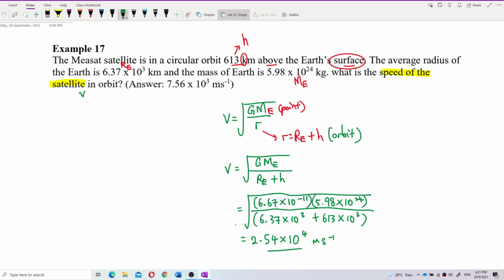Okay, let's check the answer. Oops. It is the speed of the satellite in orbit, so 7.56 × 10^3 is the correct answer, and mine is definitely so far away. Okay, let me check. Oh, this time I'm wrong. I know where my mistake is. This is usually the mistake.